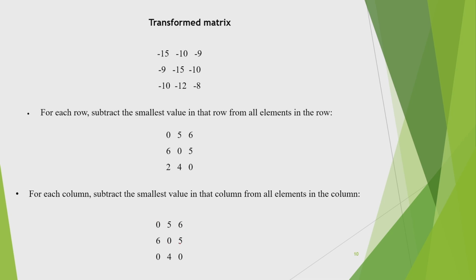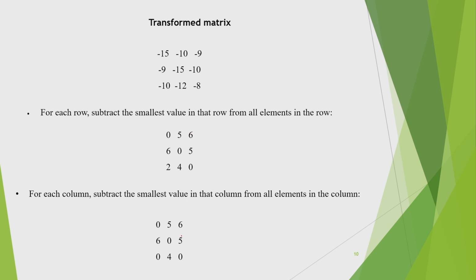Okay. So you will be doing that with this one, and then 0, 4. Suppose you can do that. So this is 0, 4. For each column, you have to do this: subtract the smallest value from all elements in the column. Okay. So this becomes like that.